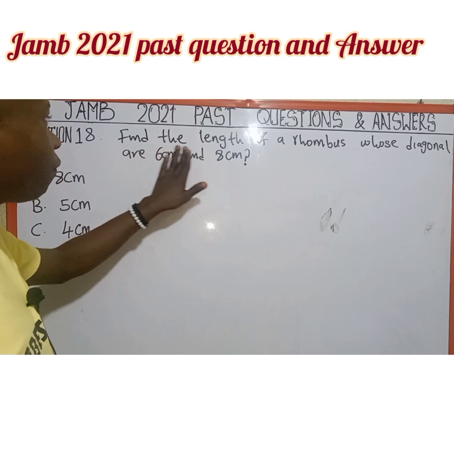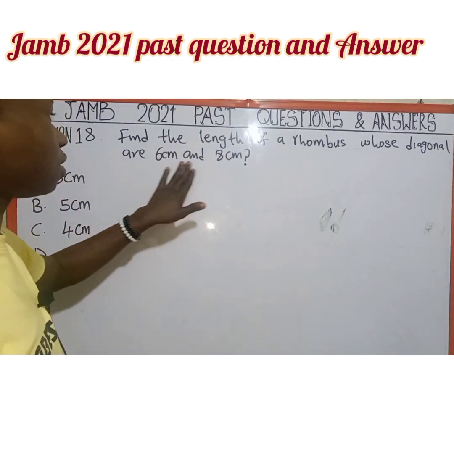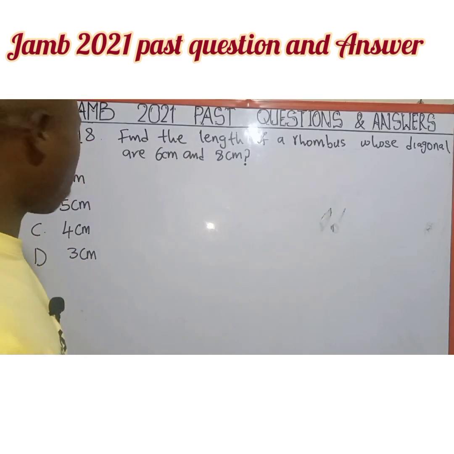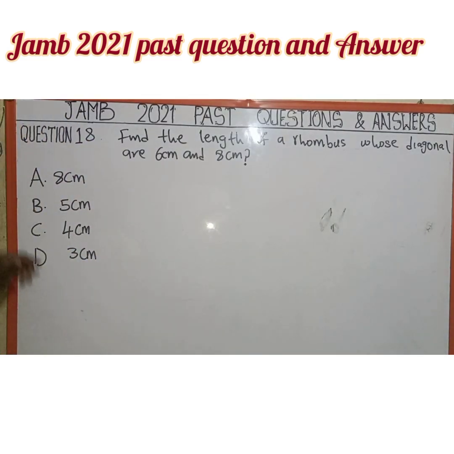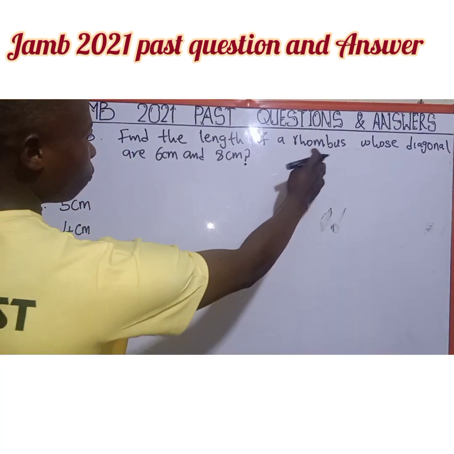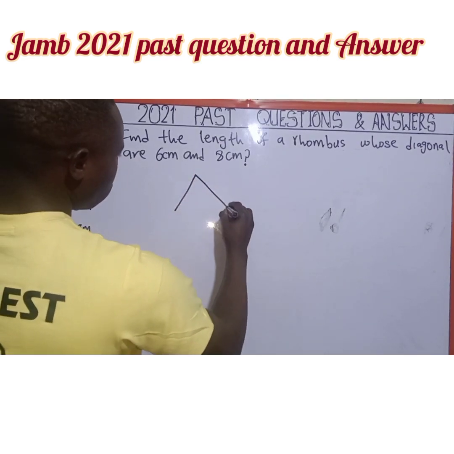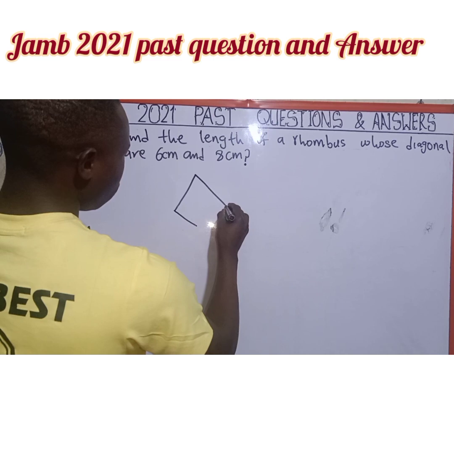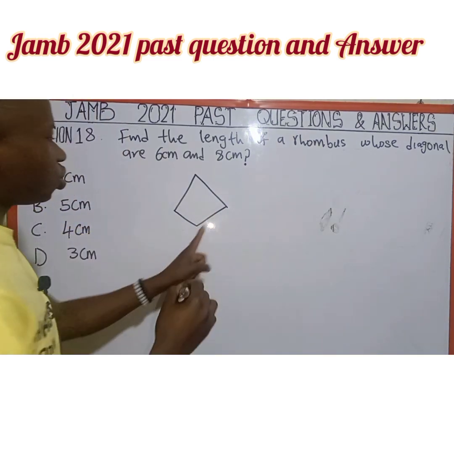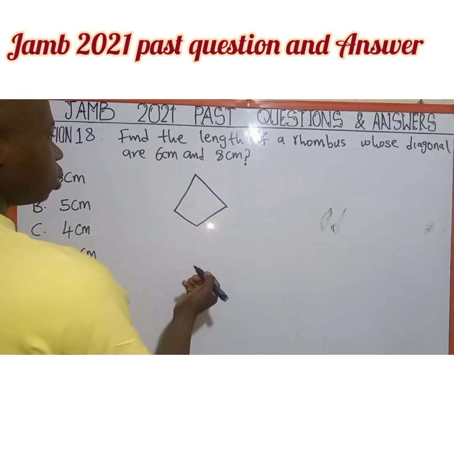The question reads, find the length of a rhombus whose diagonals are 6 centimeter and 8 centimeter, and we have been given available options A to D. So let us solve. The first thing we need to do is to sketch the rhombus. This is the shape of a rhombus, and each side of this shape is equal to each other.